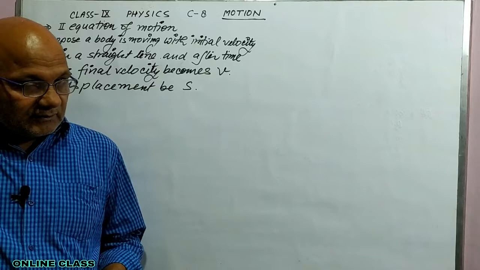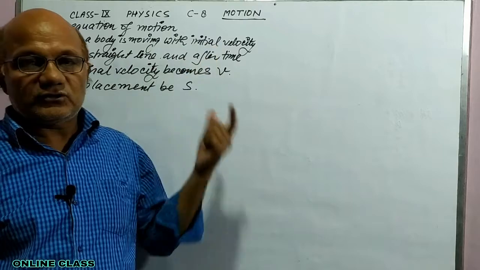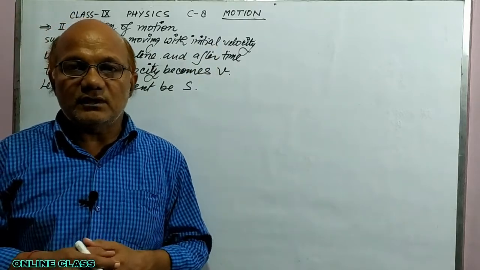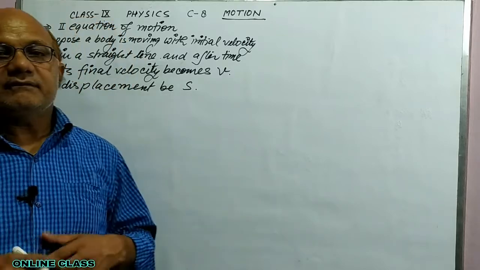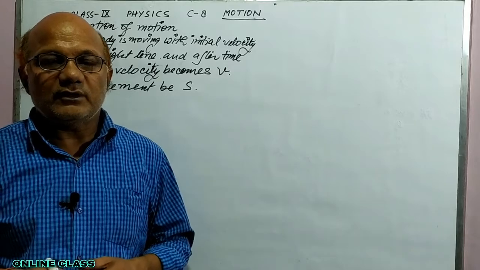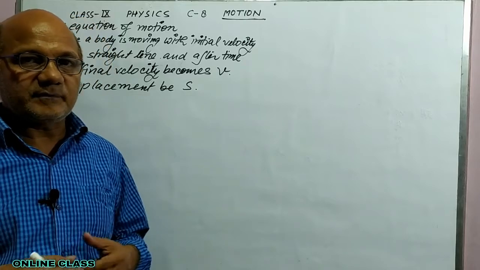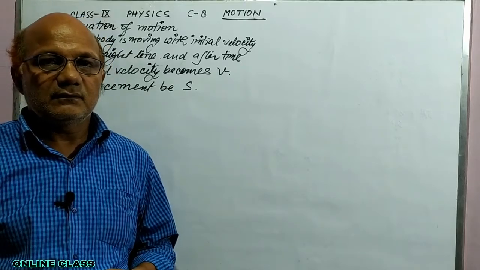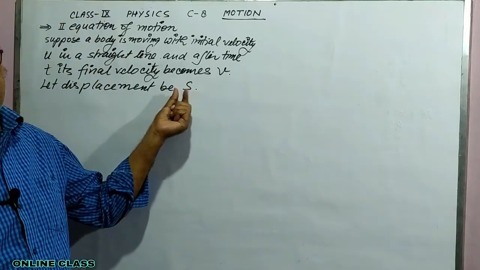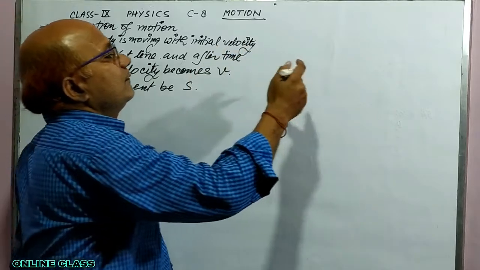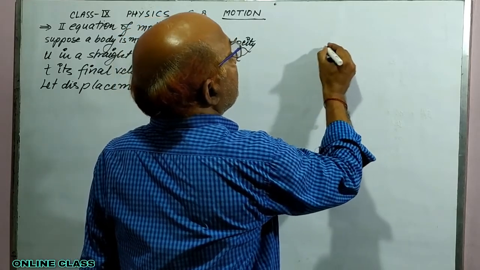Actually, first of all, we suppose a body is moving in a straight line with initial velocity u, means it has some initial velocity and it is moving in a straight line. Okay? And after time t, its final velocity becomes v, and let the displacement covered by the body be s. Here s means displacement. Okay. So, we can consider the velocity time graph.